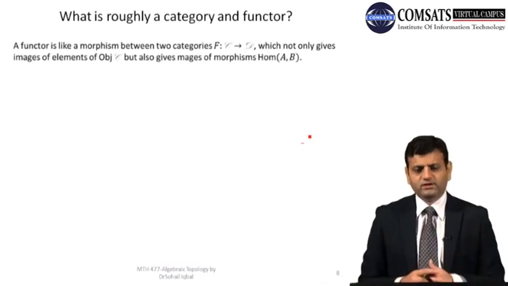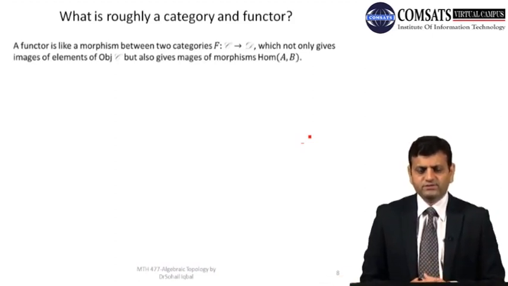So what is a functor, roughly speaking? A functor is basically a function between two categories. Of course, a category consists of three components: objects, morphisms and compositions. So I should be able to give images of all these three components if I am defining a function from a category C to a category D.